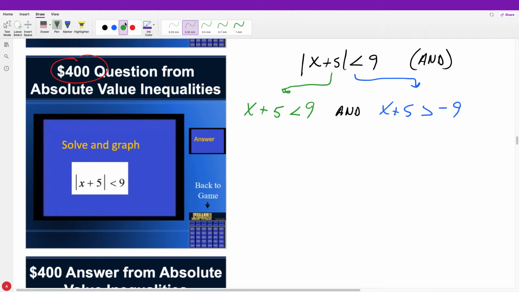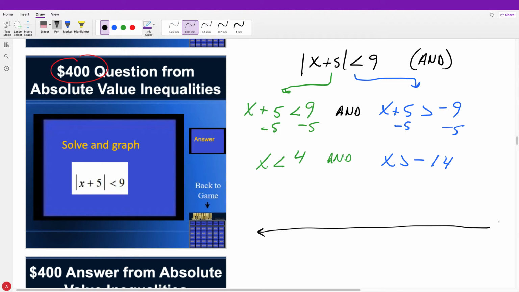Once we set this up, it's exactly what we were just doing. We're just going to solve these individually. We subtract 5 from both sides, so x is less than 4. Then I'm going to solve this one by subtracting 5, so x is greater than negative 14. Once we solve them, we're now going to graph. These are pretty spaced out, so I am going to count by 2s again. I'm just going to pause the video and write this.